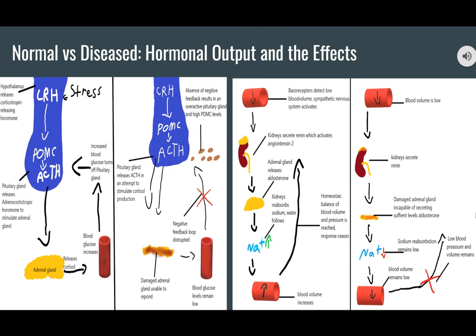And on the right, we have aldosterone, and baroreceptors would detect low blood pressure due to low blood volume, and this would cause the kidneys to release renin to activate angiotensin II, and angiotensin II would activate the adrenal glands to release aldosterone, and aldosterone would increase sodium reabsorption, and that would in turn increase water reabsorption, raising blood volume. Since the adrenal glands cannot produce aldosterone, blood volume would remain low, and there'd be a homeostatic imbalance due to low blood pressure.